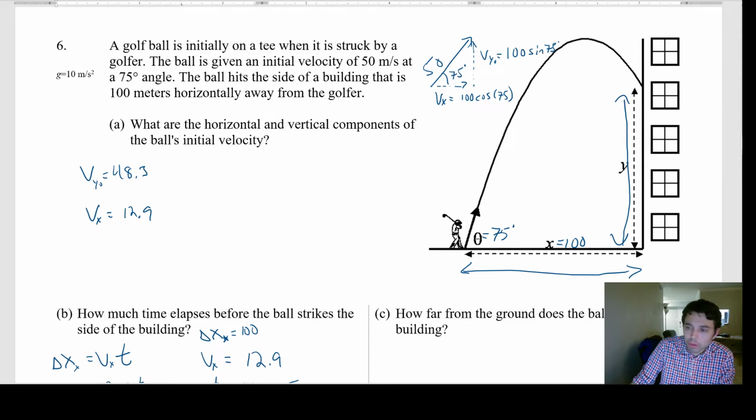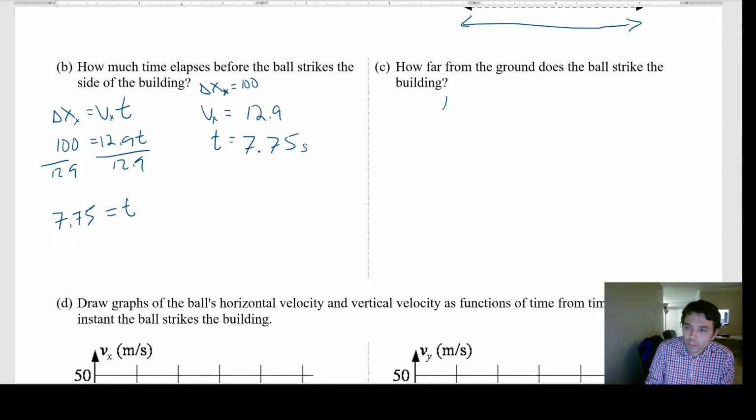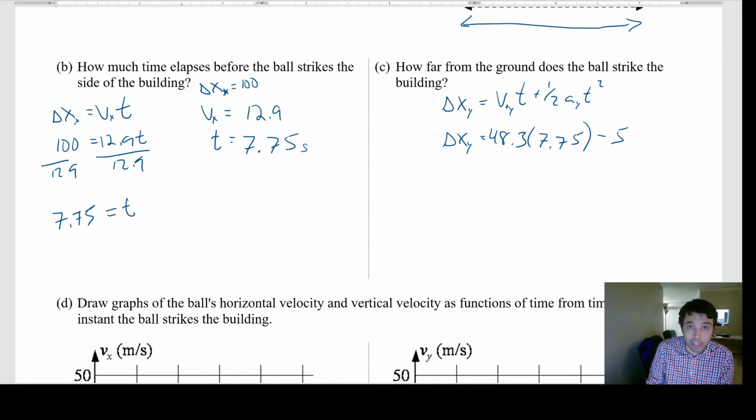This is a pretty challenging problem, but now we have t. We're going to use the equation delta y equals v naught y t plus 1/2 a t squared. Now that we know what t is, we can plug it in and solve for our change in position in the y direction pretty simply. Delta y equals our initial y velocity, which was 48.3, times t, which is 7.75, minus 5, because a is -10 and half of that is -5, times t squared, which is 7.75 squared. Don't forget to square it. And we just plug it into our calculator.